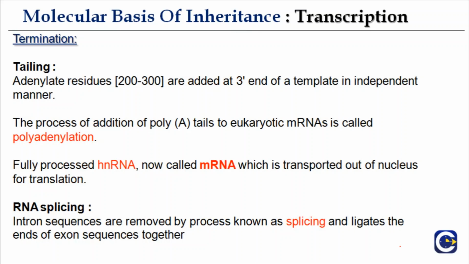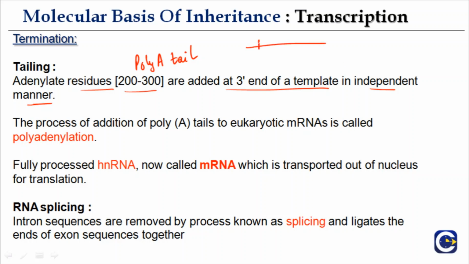So then is termination, so tailing. Adenylate residues, we discussed the poly A tail. So adenylate residues, approximately 200 to 300, are added at the 3' end of a template in an independent manner. What does it mean in an independent manner? It means that the sequence is not present on DNA.